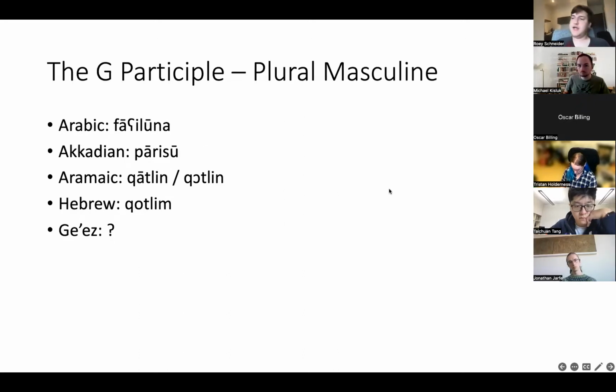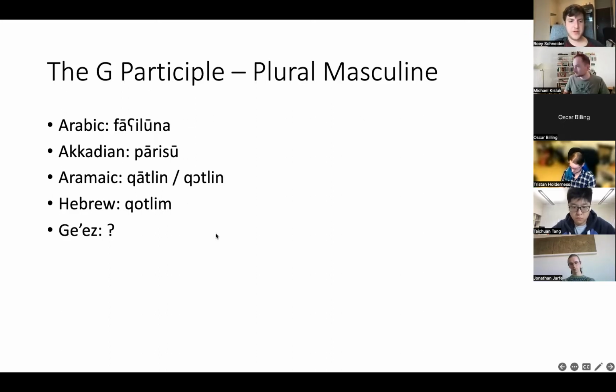And if we look at the plural of the masculine, we see that in Arabic it's una. This is of course a nominative. Una, the oblique is ina. In Akkadian, u, the oblique is e. And in Aramaic and Hebrew, it's in and im, which is kind of more like the oblique one, of course, in the other languages. Everything clear?